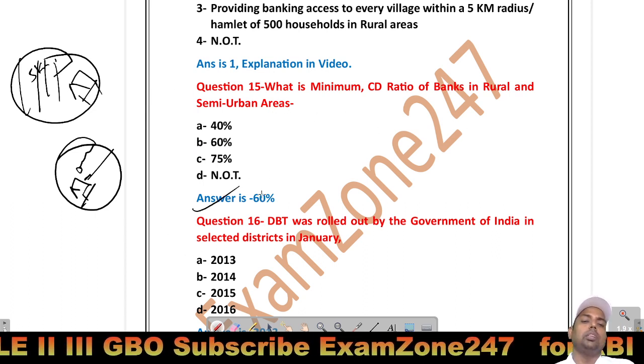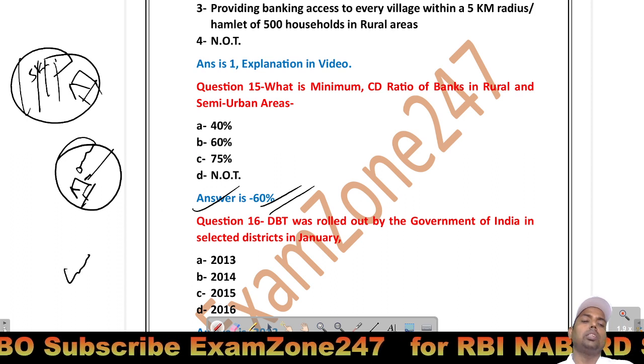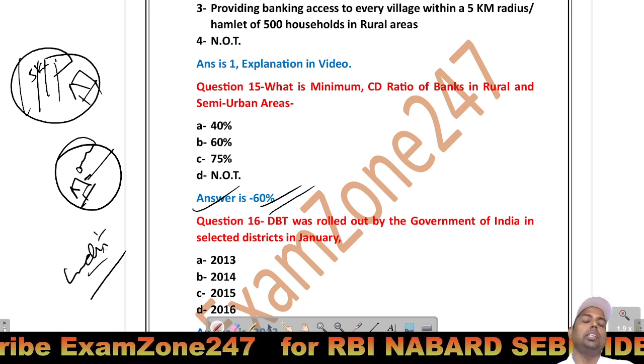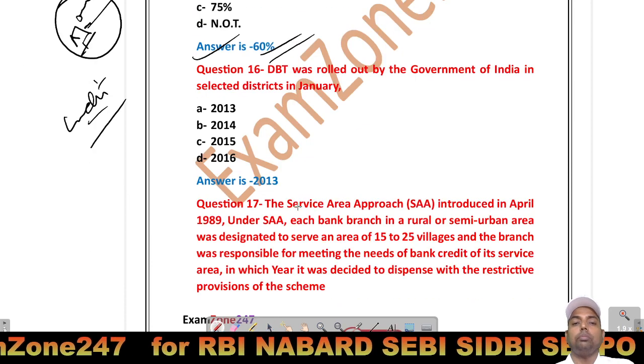Next question, what is the minimum CD ratio of banks in rural and semi-urban areas? It is 60%. CD ratio is high means credit is good. Good credit supply is there in the economy.